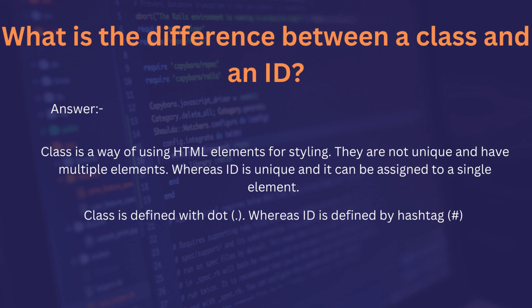The next question is what is the difference between a class and an ID? A class is a way of using an HTML element for styling. They are not unique and can be used on multiple elements. An ID is unique and can be assigned to a single element. A class is defined with a dot and an ID is defined with a hashtag.